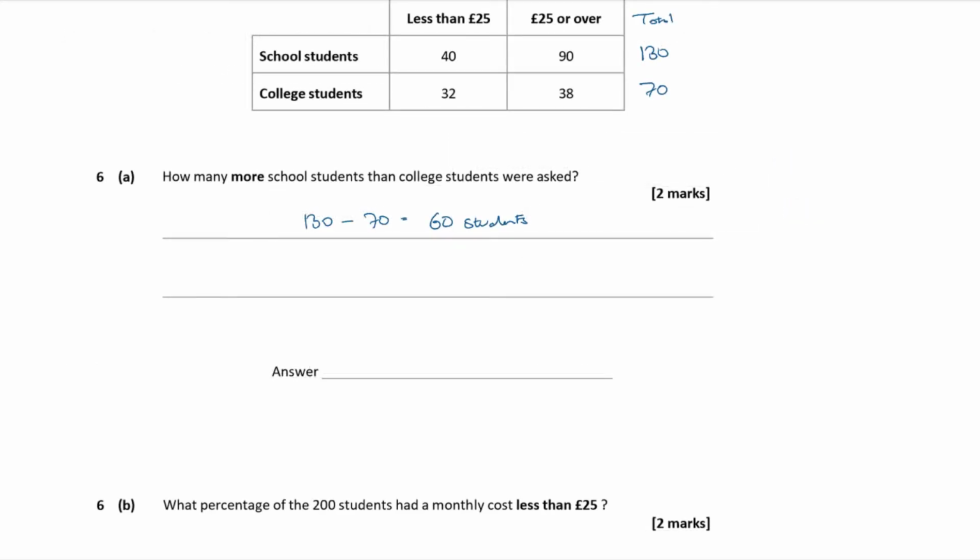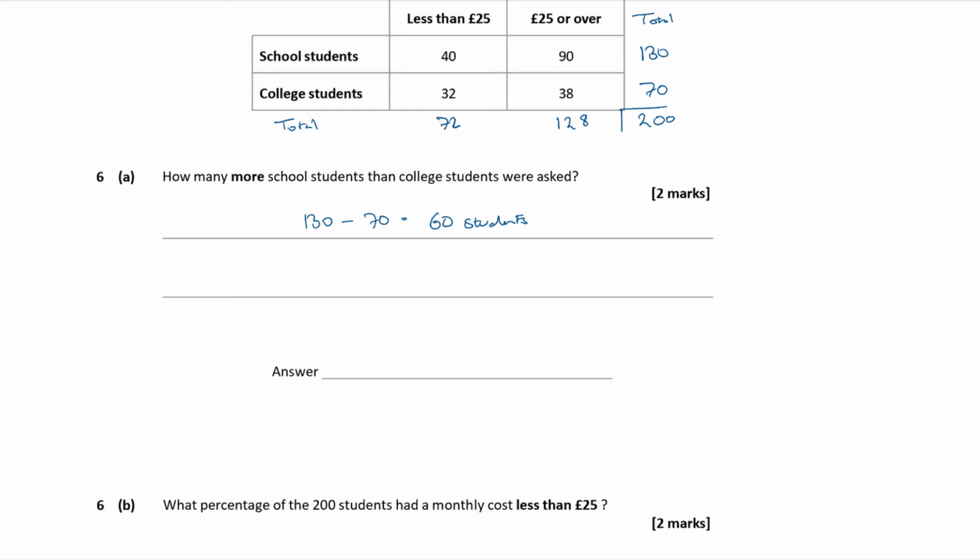Part B says, what percentage of the 200 students had a monthly cost less than £25? Right, so again, I need a total. So if I make a total in this direction as well then, so 40 plus 32, that gives me 72 students had a total less than 25. And 90 plus 38, that's 128 students had a contract over £25. And adding those together, that gives you your 200 students, doesn't it, overall? So that's like the total in both directions.